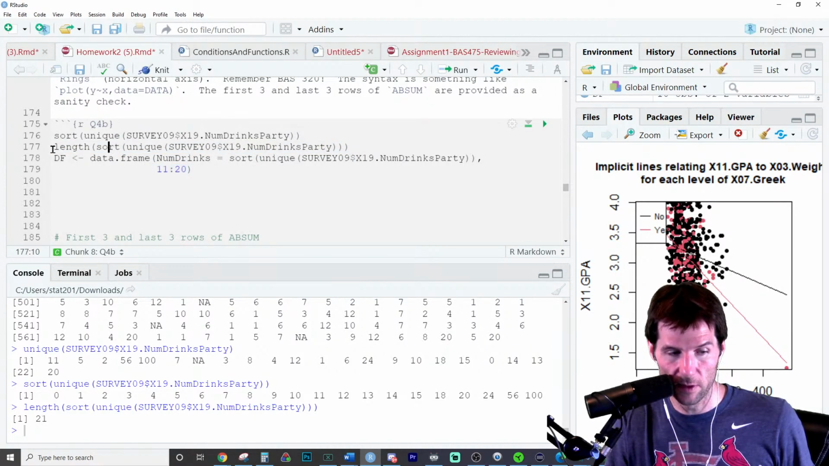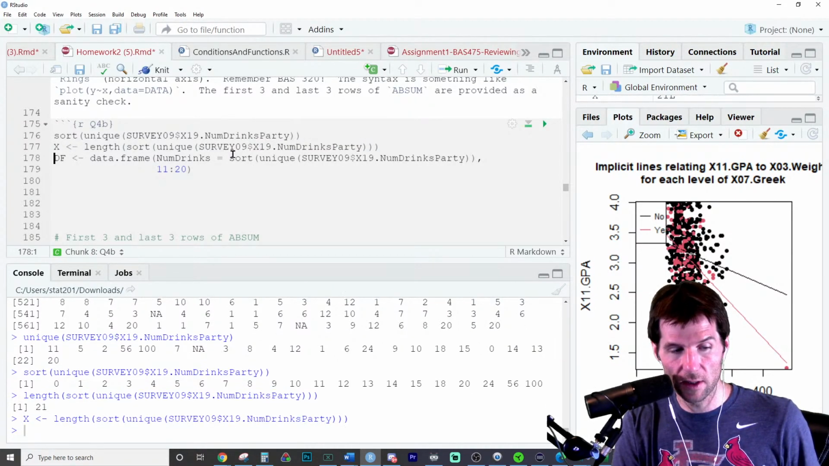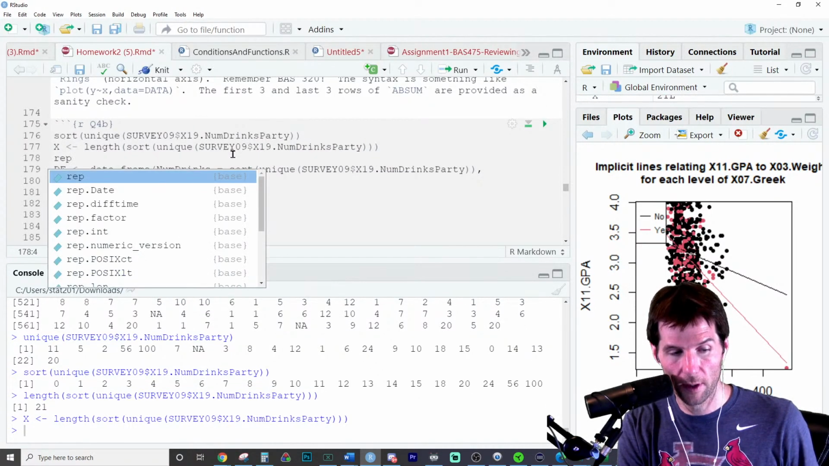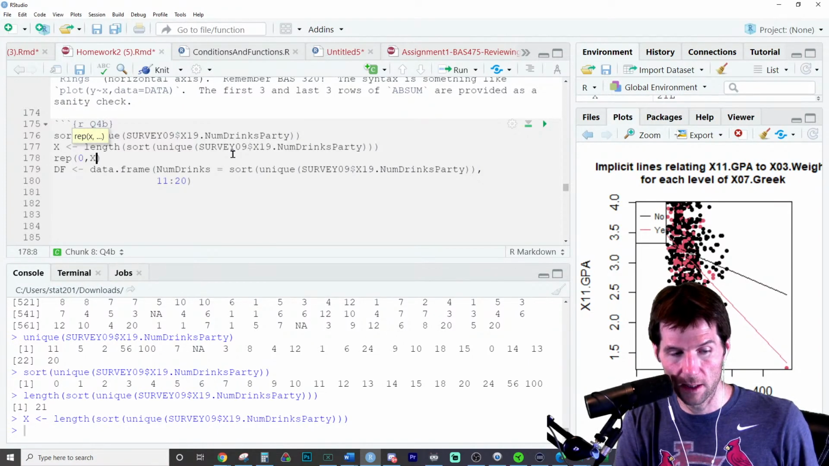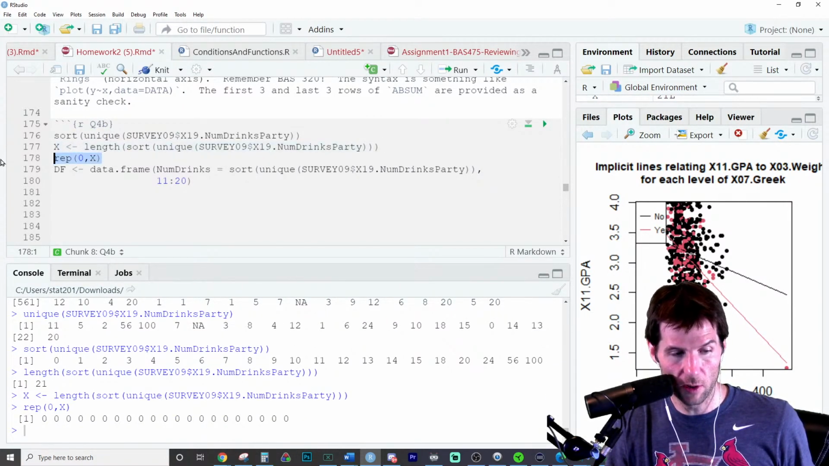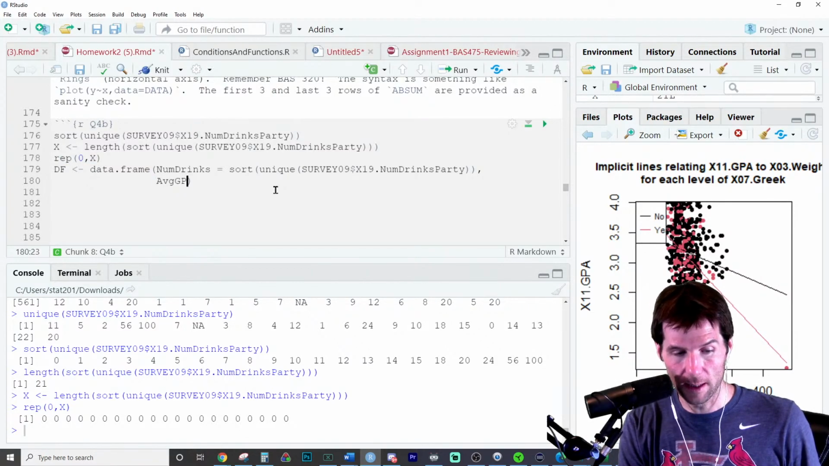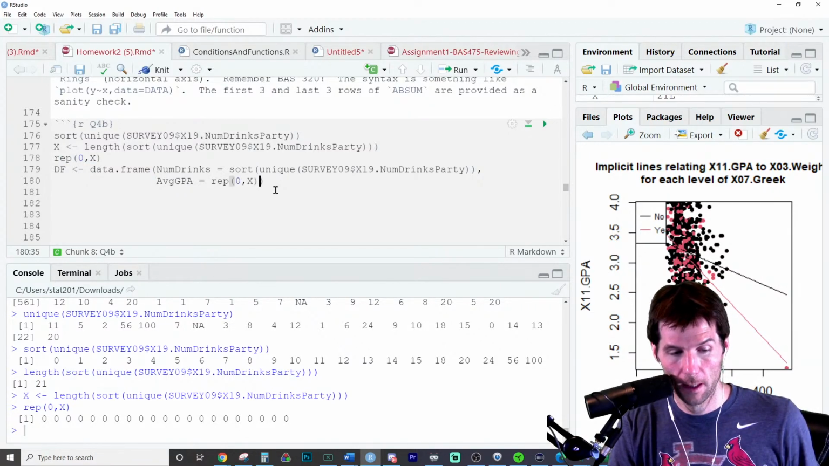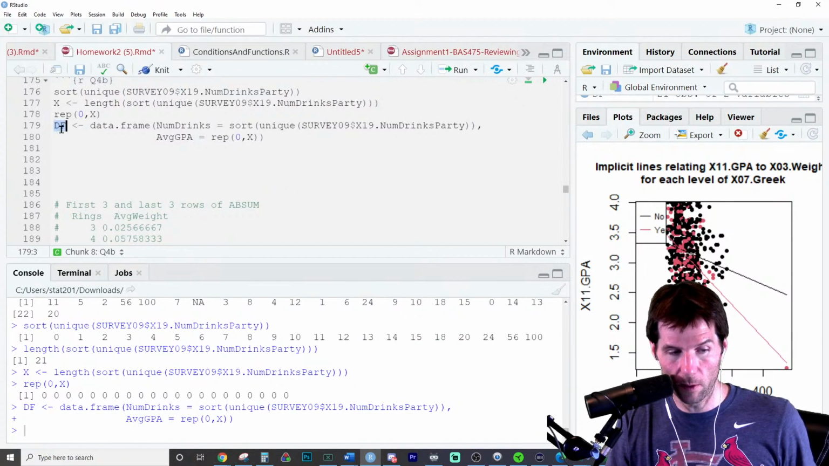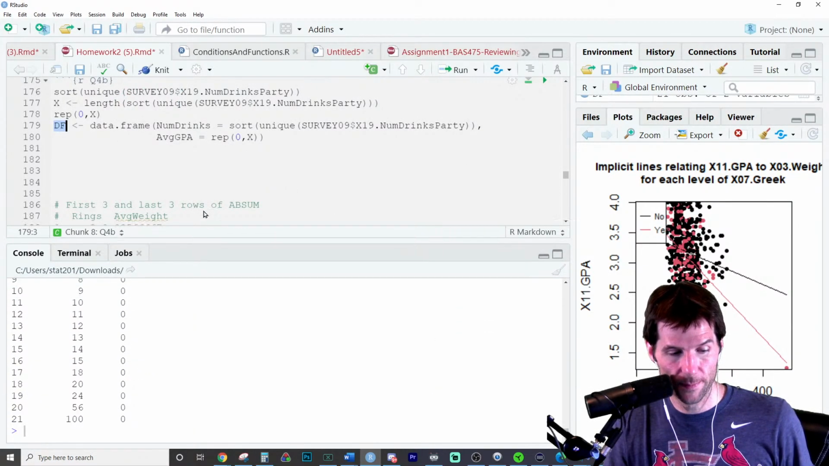Here's going to get a little confusing. This is the length, and I'm going to store this as x, easier to manipulate, rep 0 x times. And let's call this AVG GPA, because I'm going to find out the average GPA of these people. So there's the average GPA. Let's look at what we've created, and what do you notice?